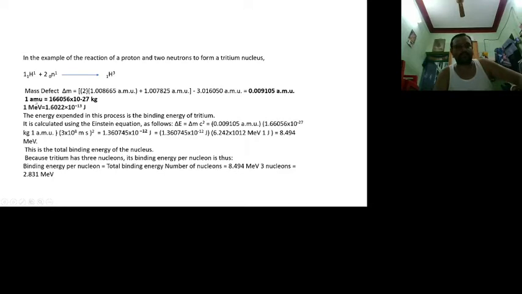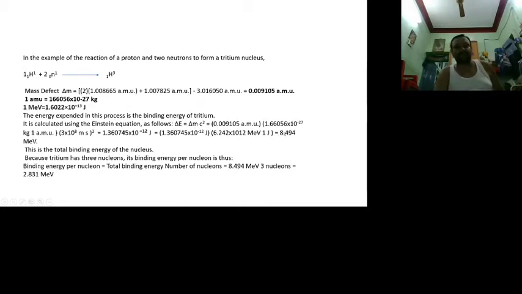The energies of the nucleus are expressed in terms of million electron volts. Instead of joule, we express energy in terms of million electron volts, and instead of kilogram, we express mass in terms of atomic mass units.